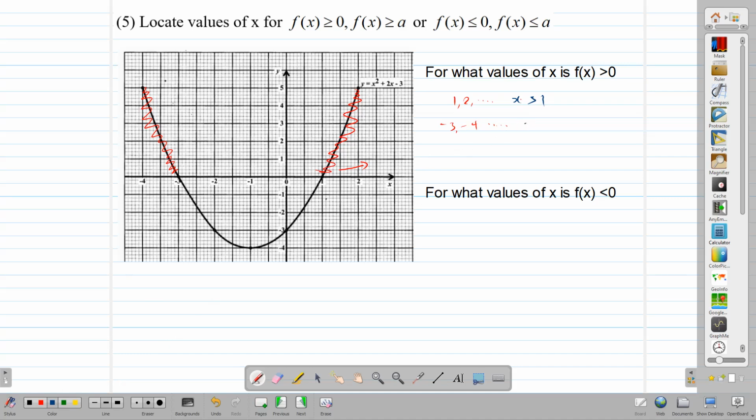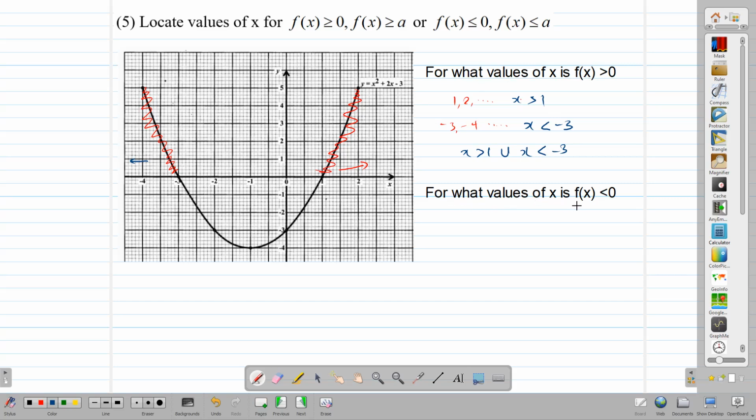And we can write our solution here as x is less than negative 3 for all the numbers in that direction, going this way. So our answer is the union of these two. So we write x is greater than 1 union x is less than negative 3. And that is the answer to this question, where we want to find the values of x that give us the part of the graph that is greater than 0.